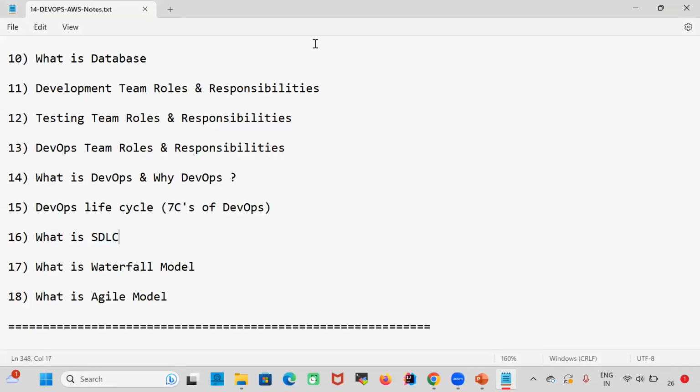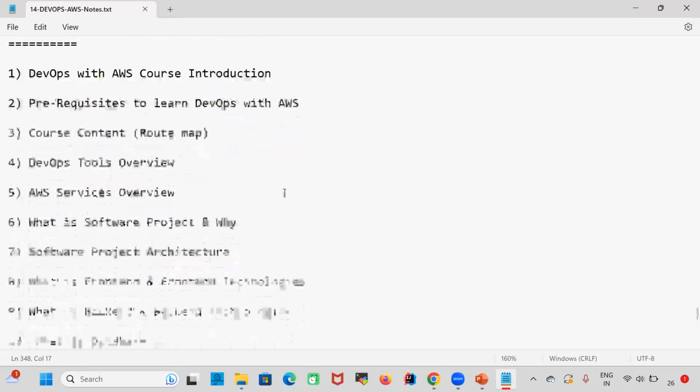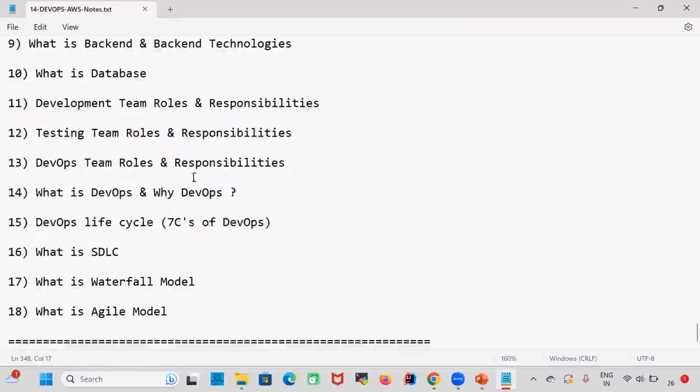SDLC stands for Software Development Lifecycle. What are the phases available in the SDLC that represent the complete application development process? And we discussed what is the waterfall model, and we discussed what is the agile model. All right. So as of now, we covered this information in our course, and yesterday we have done the revision as well.